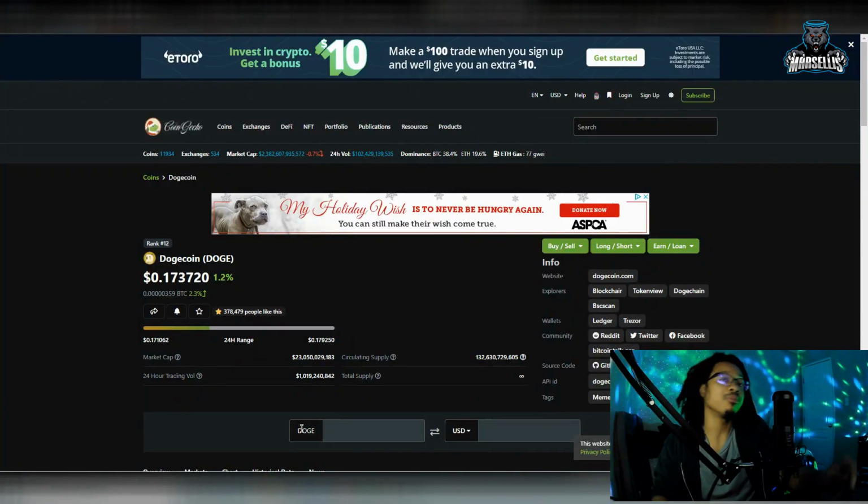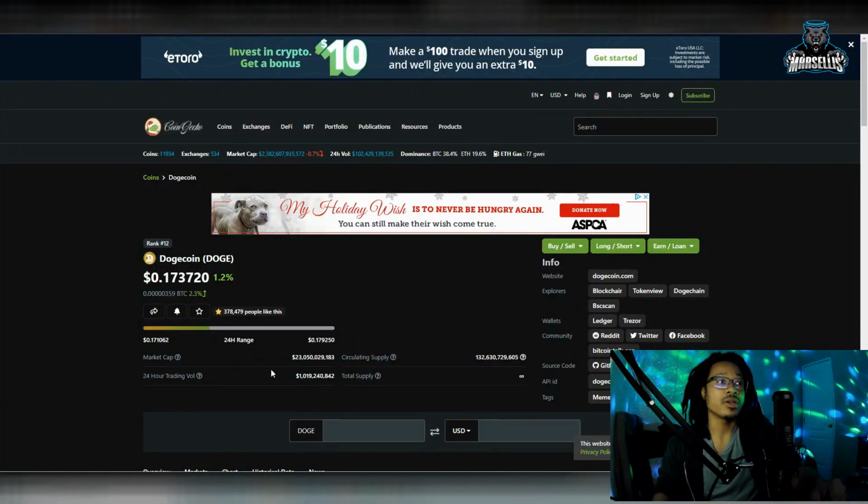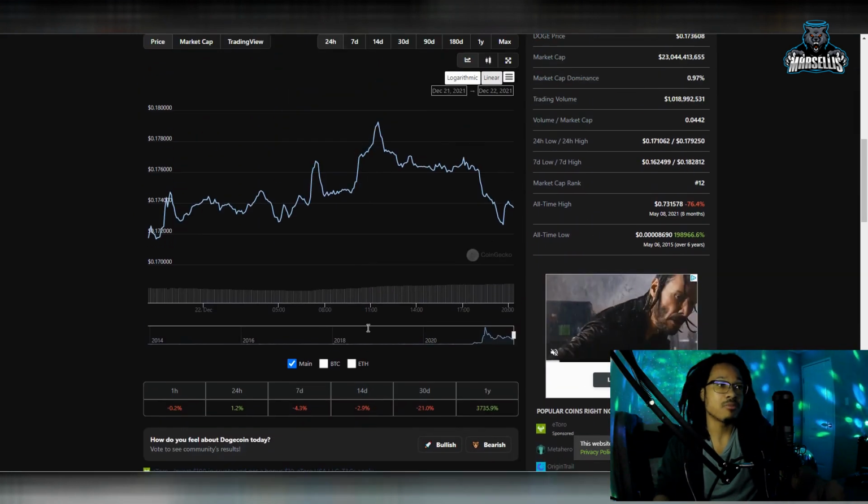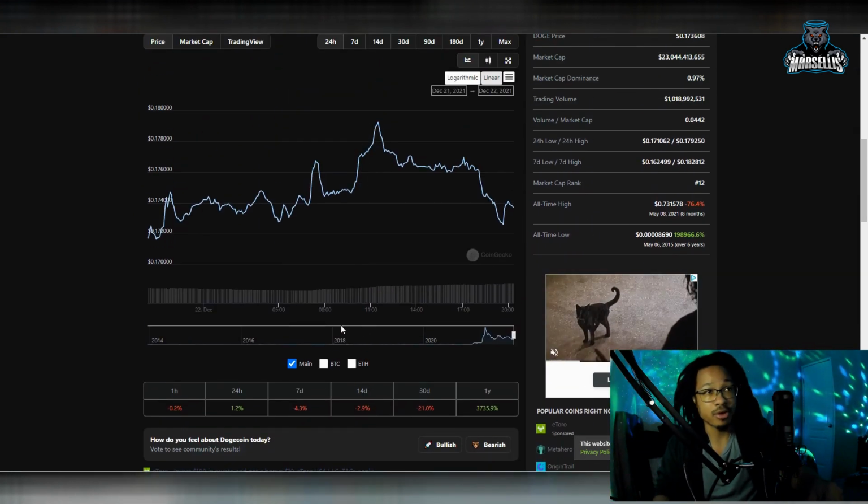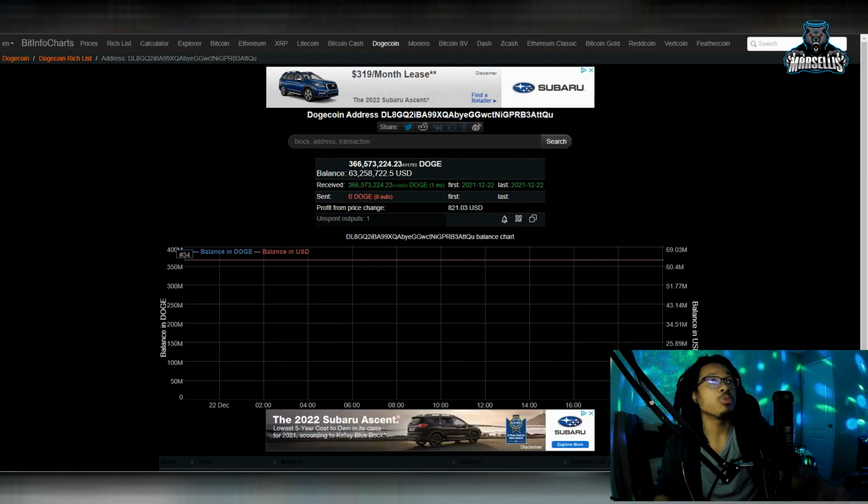Anyways, Dogecoin is up 1.2% for the last 24 hours. Very good stuff there. So it's not too bad, not too shabby, but it could be better. And anyways, moving on to our whales.